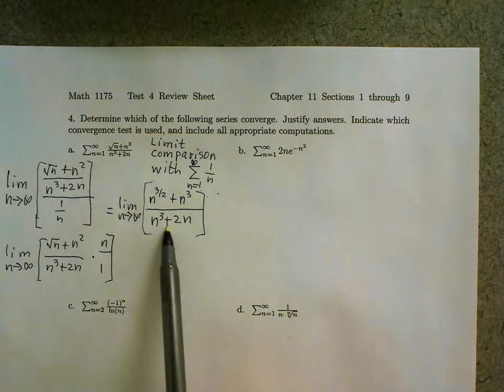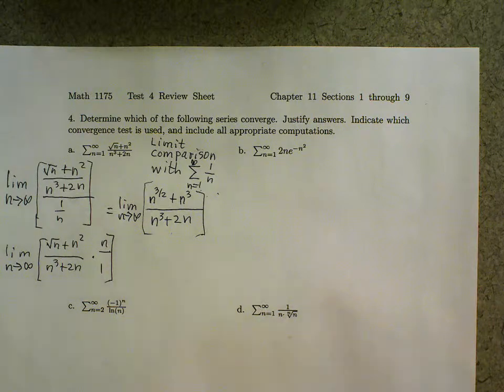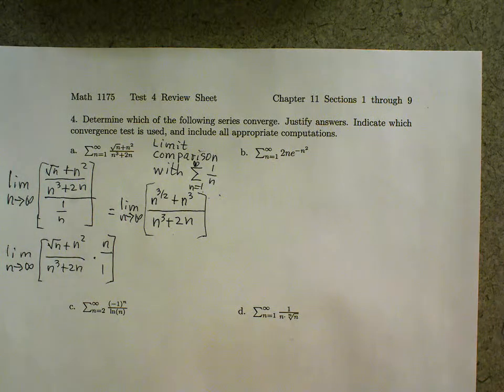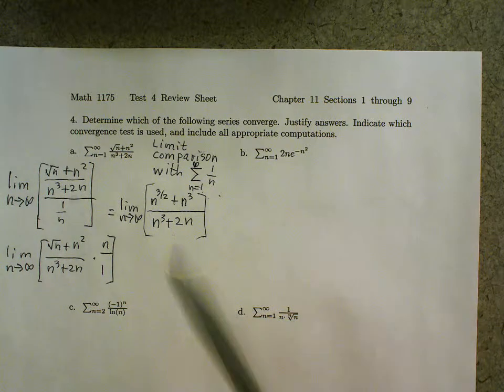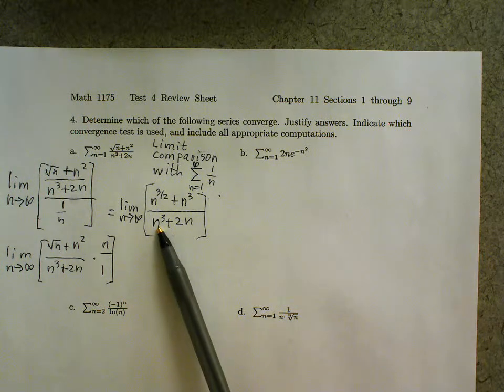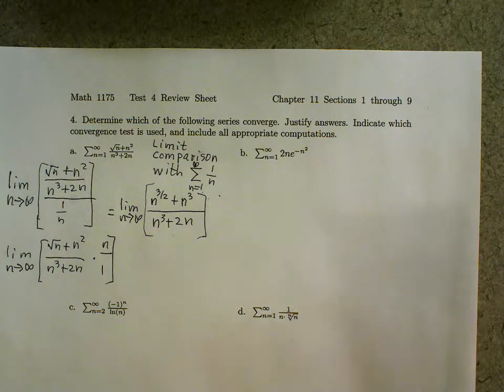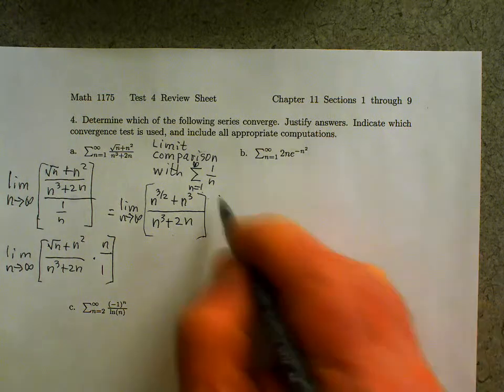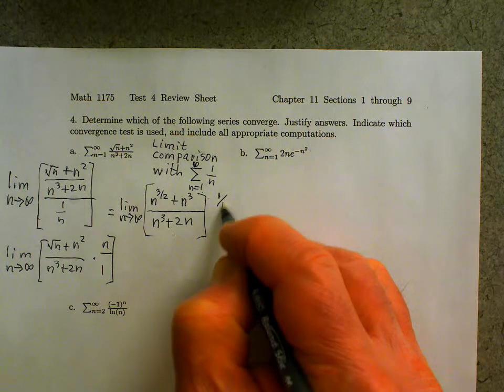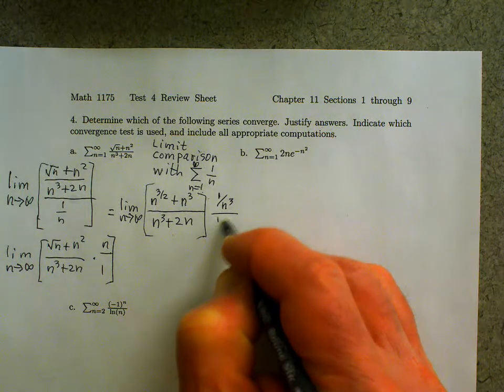Okay, so when we get to this point, we know what that limit is. What's the limit? Okay, it's that same old trick. N to the third is the term with the largest exponent in the denominator. So we multiply by 1 in the form 1 over n to the third over 1 over n to the third.